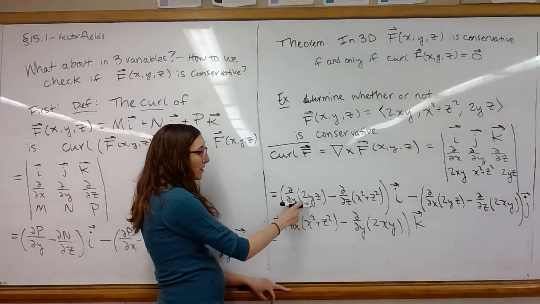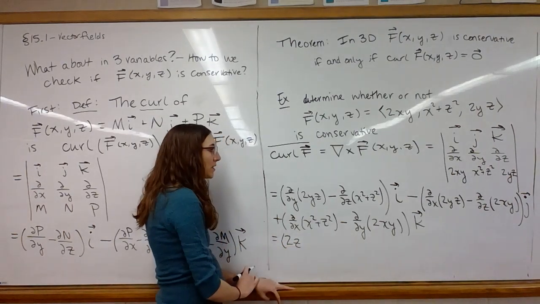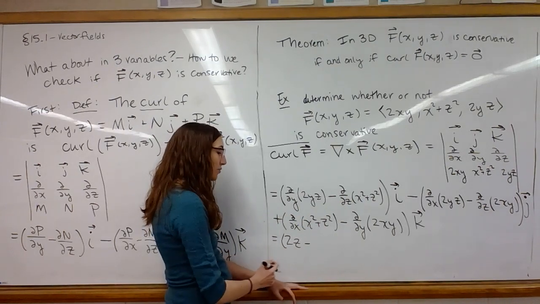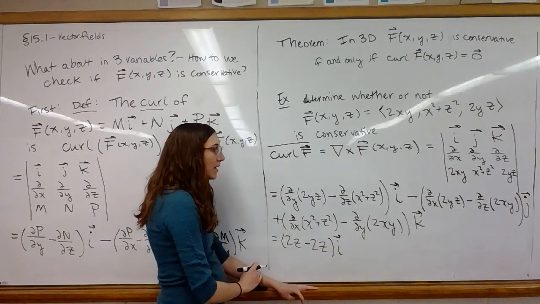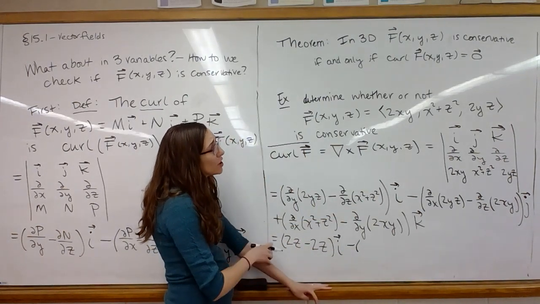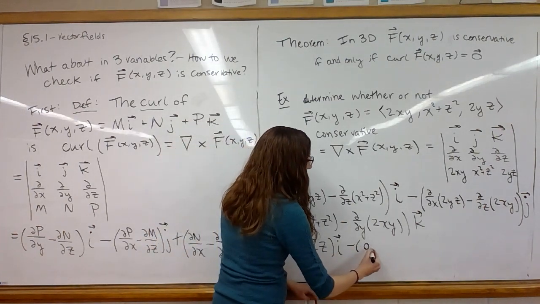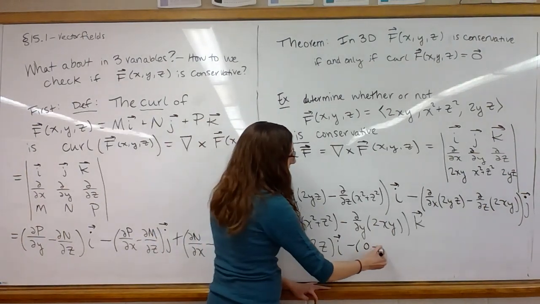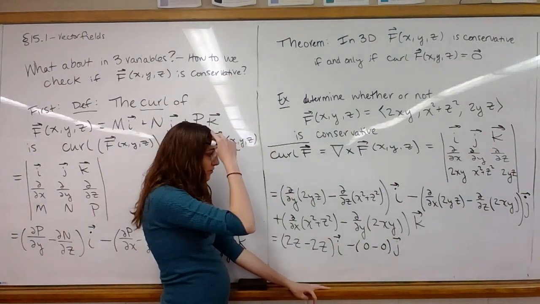So the partial with respect to y of 2yz is going to be 2z. Then minus the partial with respect to z of x squared plus z squared is also 2z. So we're looking good so far. Now we've got minus partial with respect to x of 2yz. Well, that's just 0. There are no x's in there, so we'd have minus 0, minus the partial with respect to z of 2xy, which is also 0. So also looking good there so far.